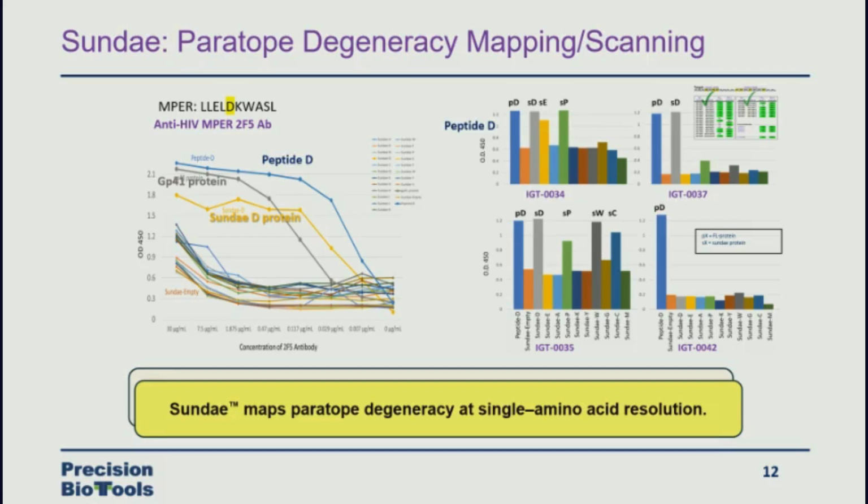So we replace the D with all 20 amino acids to give us Sundae, and then look at it against the peptide and against the full-length protein. In this example, you can see this antibody 42 recognizes the peptide, but not the full-length protein, which is in gray. This one, 37, recognizes both, so that's good, and it's very specific. Whereas these two are good enough to be specific, but they also recognize other things and have a higher background.